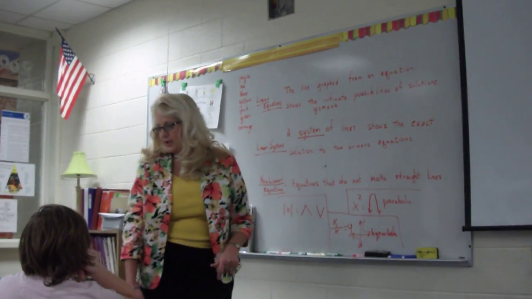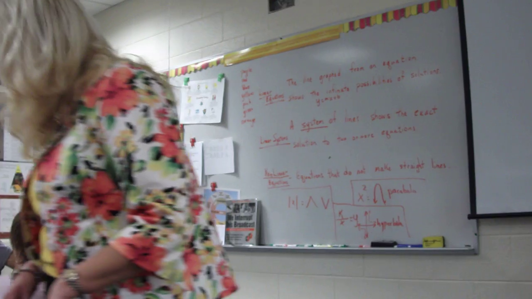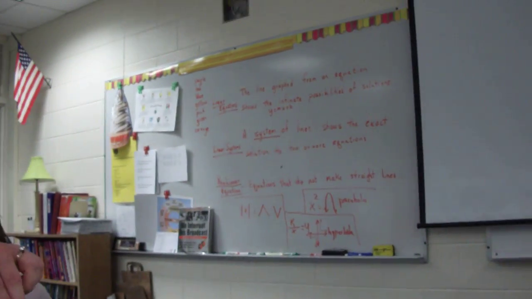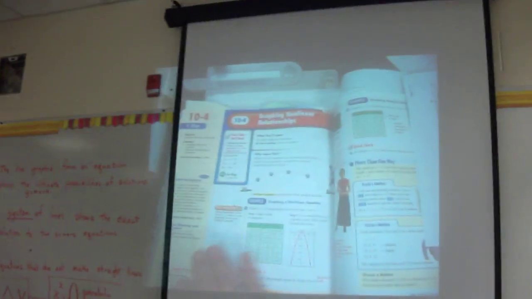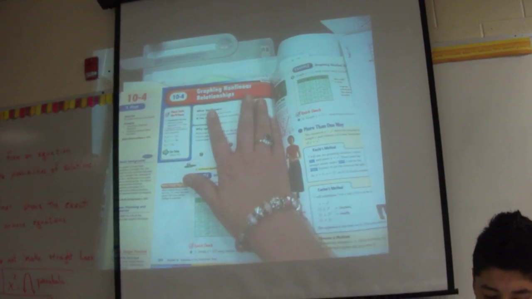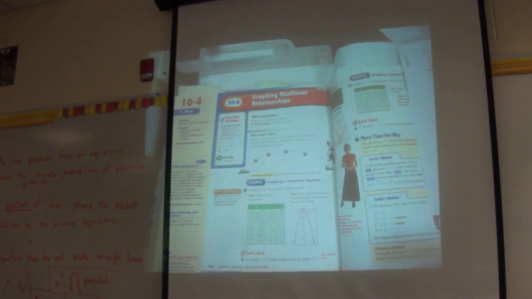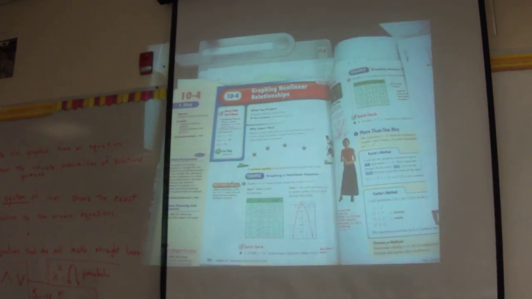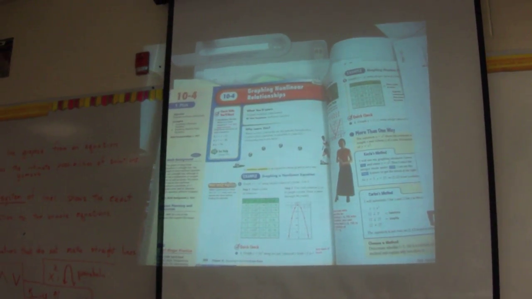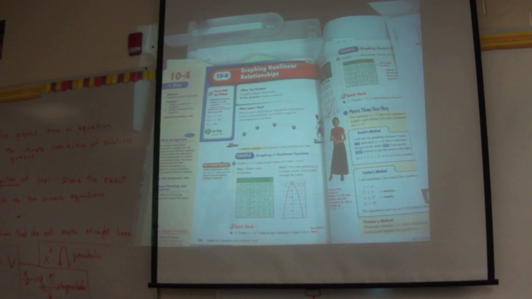So in your books, please look at page 442. And for those of you that are watching on camera today because you're absent, it looks like this: graphing nonlinear relationships. You're going to read pages 504 and 505. So turn in the book, please, to page 504.